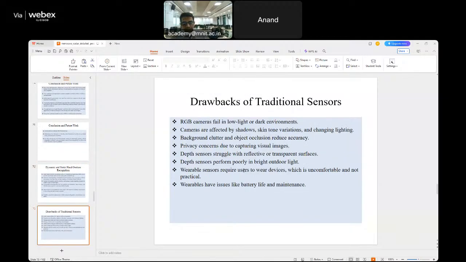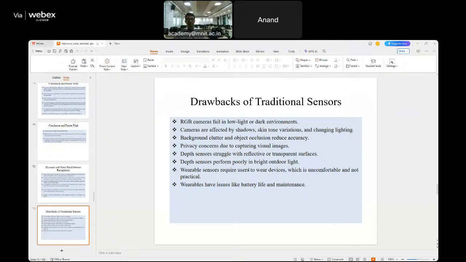What is the problem with the traditional sensor? In traditional sensors, RGB cameras fail in low light or dark environments, right? As we have already seen, cameras are affected by shadows, skin tone variations, and changing lighting. In the background, if the light is changing, then also it becomes a problem. Background clutter and object occlusion reduce accuracy. The object may be occluded by the presence of other objects.